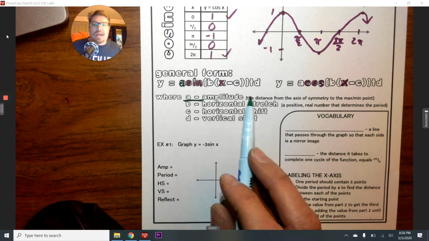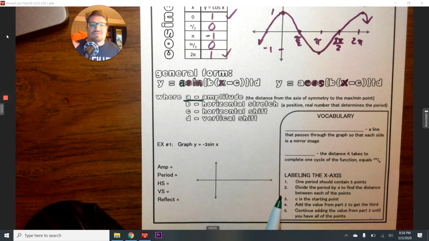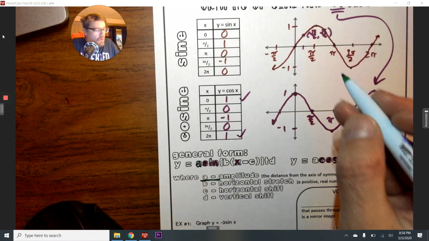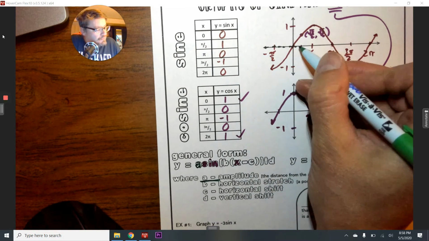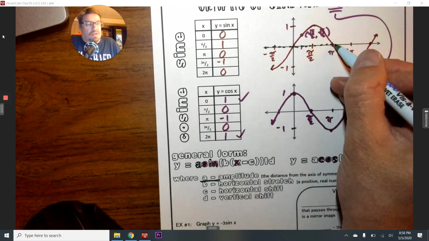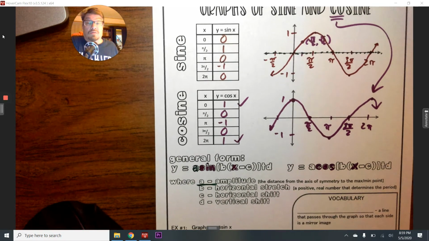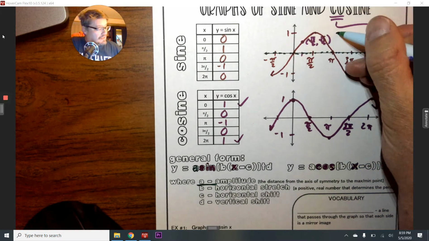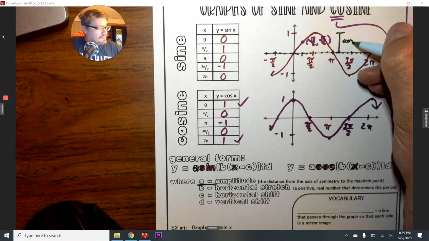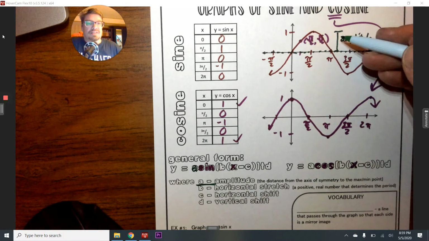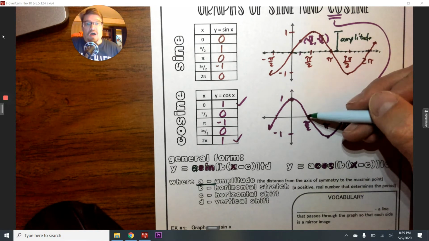Now, the amplitude is basically the distance from the axis of symmetry to the max or the min point. The axis of symmetry is the middle, the exact middle where the average is displayed. Like right here, for sine, the average is actually 0. So the axis of symmetry is 0. And this distance from here to here is the amplitude. That's true for cosine as well, and you can see that they have identical amplitudes. They both have a height of 1.